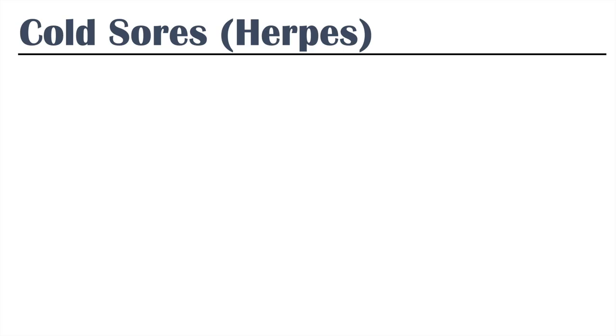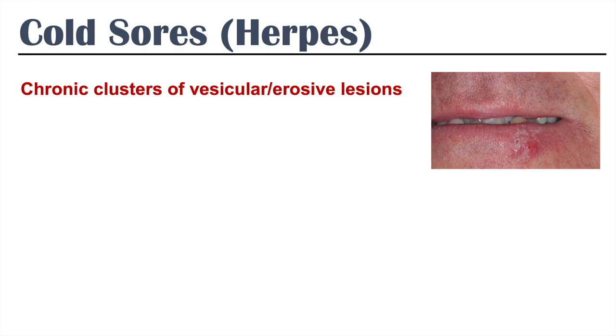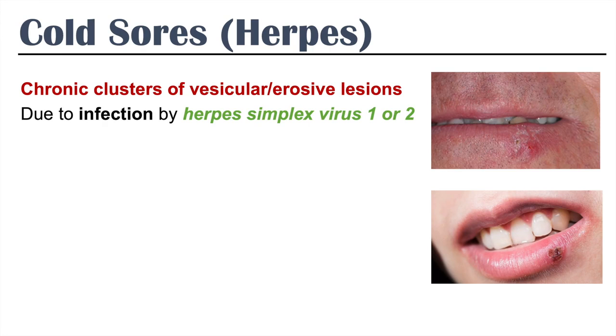So cold sores or herpes are chronic clusters of vesicular erosive lesions. Well, what does that mean? Well, as you can see, they are basically groups of little skin lesions that become little vesicles that can erupt and become erosions. They are due to infection by herpes simplex virus 1 or 2. So we used to learn that maybe one of these viruses causes oral herpes and one of them causes genital herpes, but really they can both cause cold sores or oral herpes.